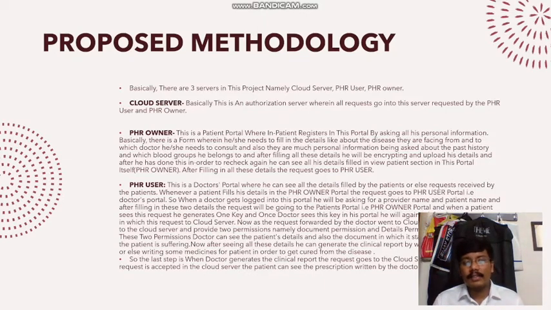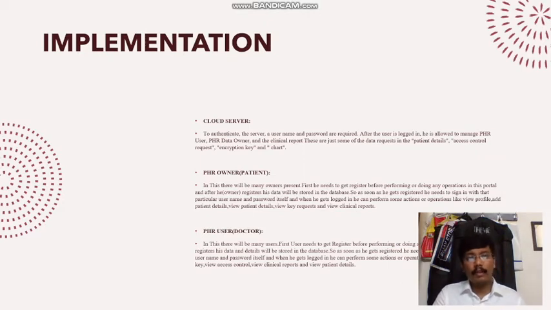So in the last step, when the doctor generates the clinical report, the request goes to the cloud server, and when the request is accepted in the cloud server, the patient can see the prescription written by the doctor in his PHR owner portal, which is the patient's portal. Now, as we've seen what exactly PHR owner does, what PHR user does and what the cloud server does, we can now see what exactly is contained in the cloud server, the PHR owner and the PHR user.